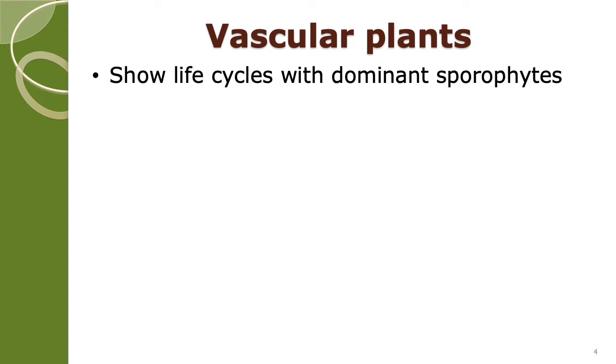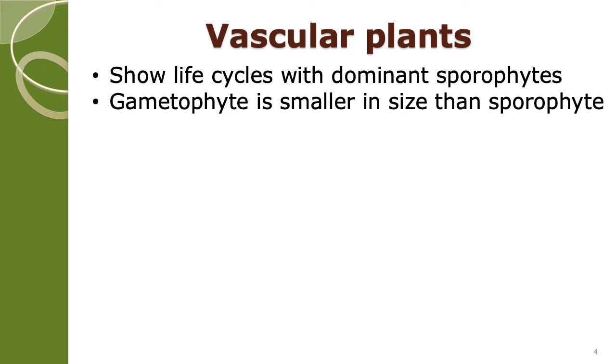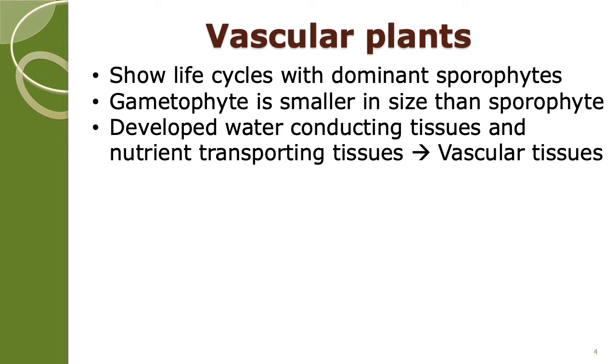Now, vascular plants are plants that show life cycles that have dominant sporophytes. So this is different from the non-vascular plants that we learned before, which have dominant gametophytes. In the case of vascular plants, the gametophyte is smaller in size than a sporophyte and is a lot smaller than any of the gametophytes that we tend to see in the non-vascular plants.